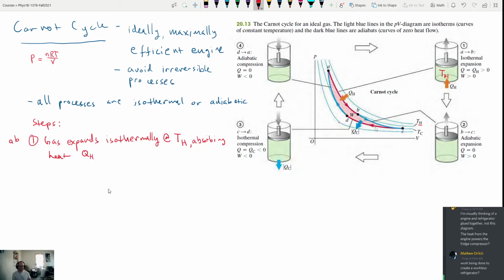All right. The next step, going down to 2, is going to be adiabatic expansion. So now we're going from B to C. So now the temperature is going to change, but we're keeping the system so that it can't dump heat into its environment or accept heat from its environment. But it's expanding, so the temperature is going to drop. So from B to C, this is adiabatic expansion.